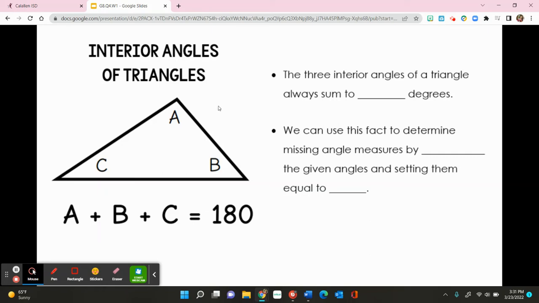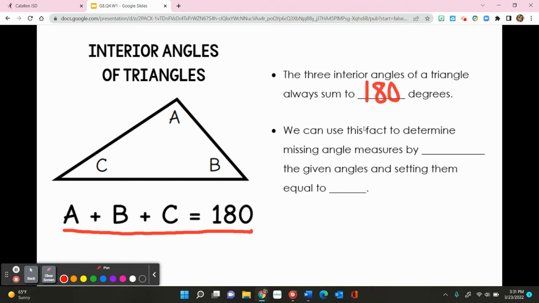This video is going to be going over interior angles of triangles. So in a triangle, it has three different angles. And whenever you add these three angles up, it equals 180 degrees, which is what this statement says. A plus B plus C equals 180. So here it says the three interior angles of a triangle always sum to 180 degrees.